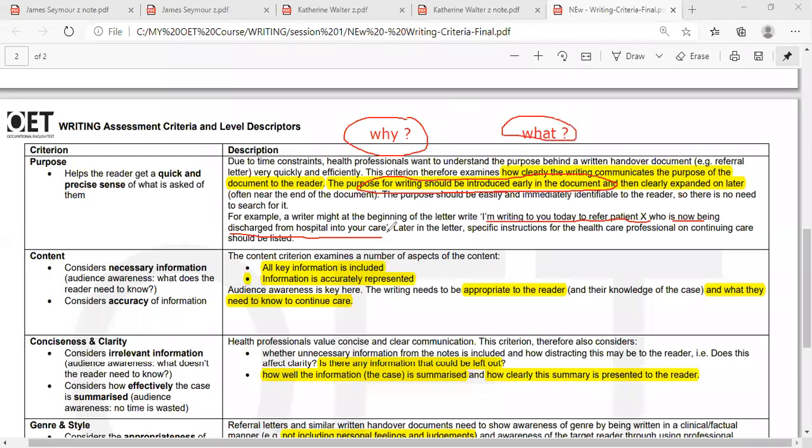Why am I writing this letter? I'm writing to you today to refer patient X who is being discharged. That's why I'm writing this letter. All right? And what do I want the reader to do? I want the reader to take care of this patient. Clear? Now we are done with the assessment criteria.